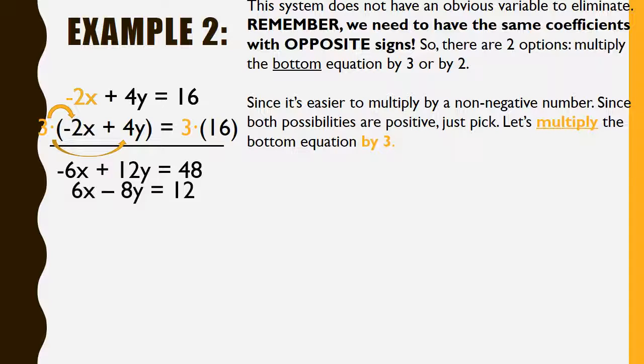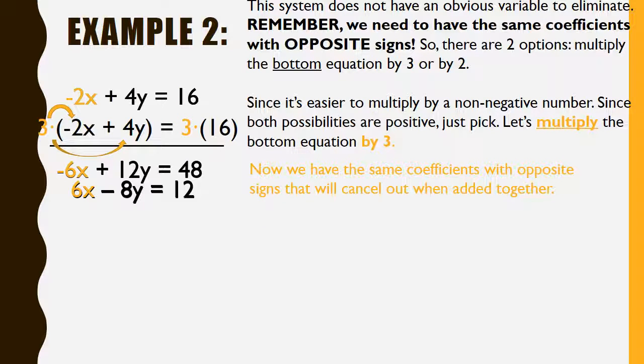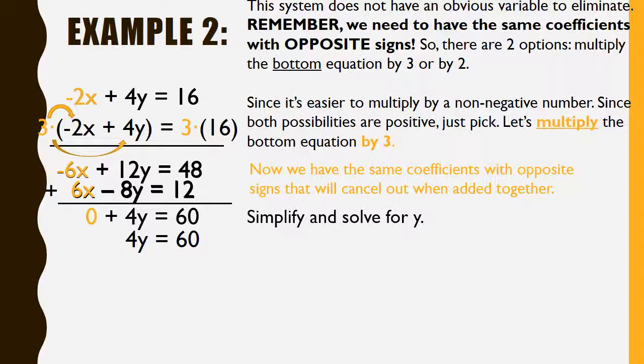So now it's all but adding them together and finding y. So negative 6 plus 6 is 0. Positive 12y plus a negative 8y is a positive 4y. And 48 plus 12 is 60. So if we simplify that, we end up with 4y equals 60. So to solve for y, divide both sides by 4, and we get y is 15. So we got the y.